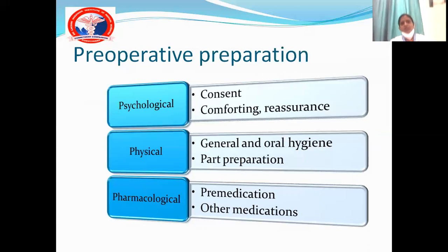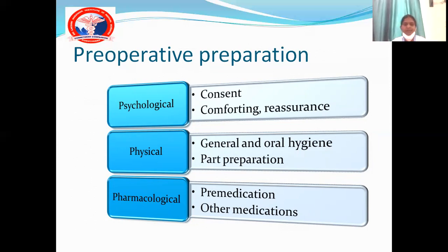Then let us look into the preoperative preparation. Generally, we can classify them into three aspects, the three P's: psychological preparation, physical preparation, and pharmacological preparation. What is psychological preparation? We need to comfort, reassure, and make the patient confident prior to the surgery. Then we need to get a valid consent from the patient before he undergoes the surgical procedure.